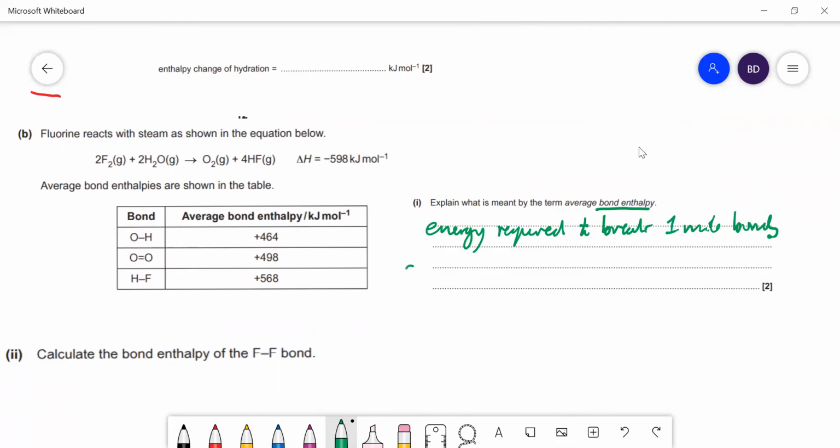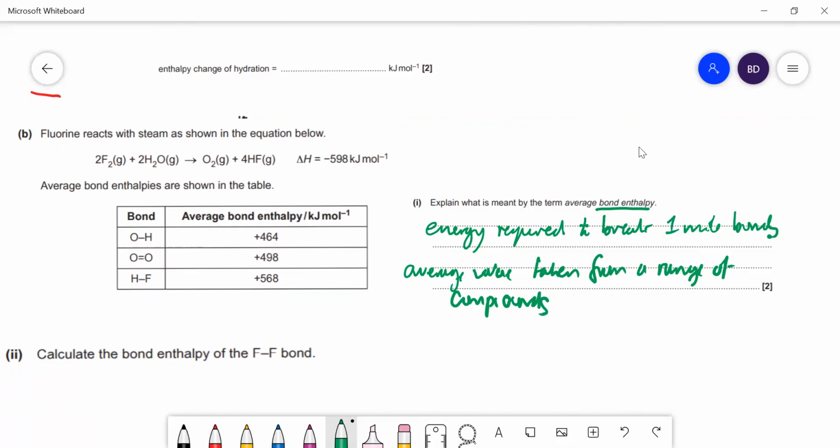And the average bit, that means it's an average value taken from a range of compounds containing that bond. So there's your 2 marks there. Those two lines really, range of compounds.